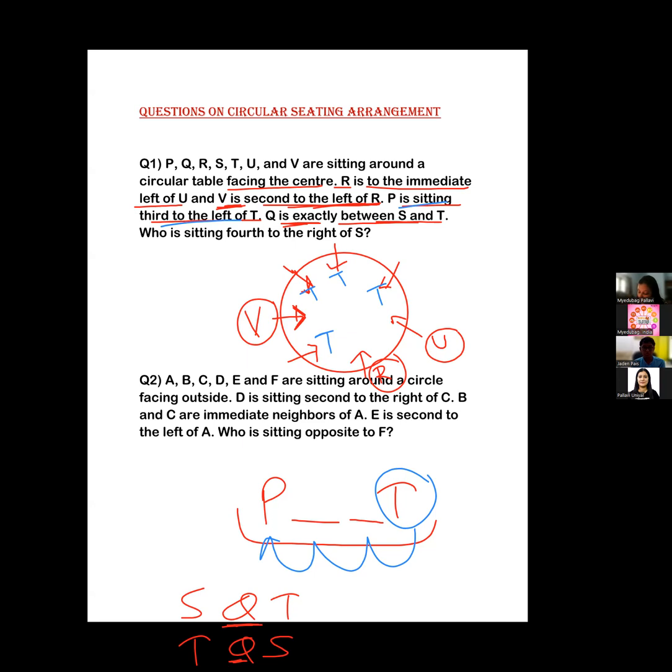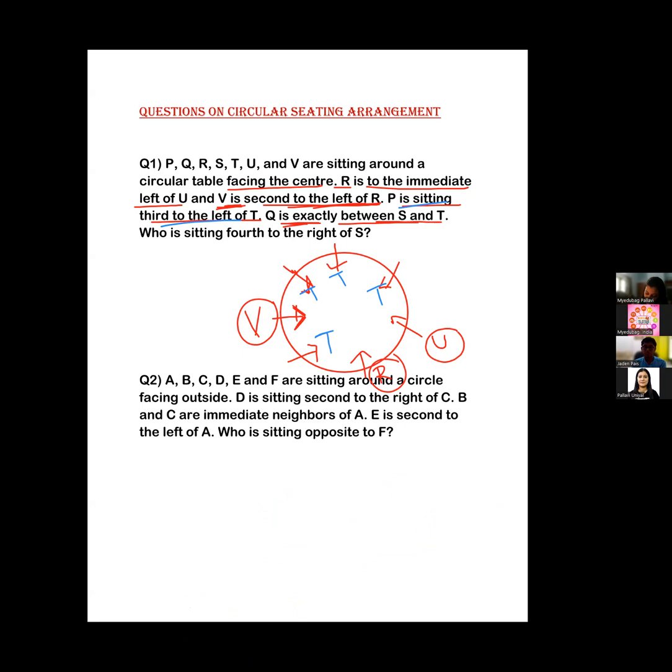First, let us try to place T somewhere, and according to T then we'll place P, because P is third to the left of T, right? Now there can be more than one possibility. We'll try with each of the possibilities. Let me rub this one. One by one, we'll try to place T at different positions. Now these positions are fixed: V, R, and U are fixed.